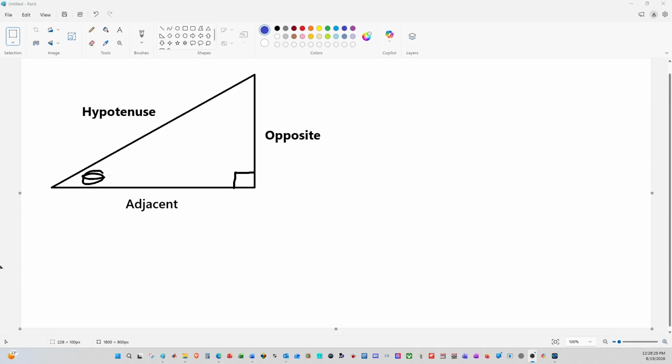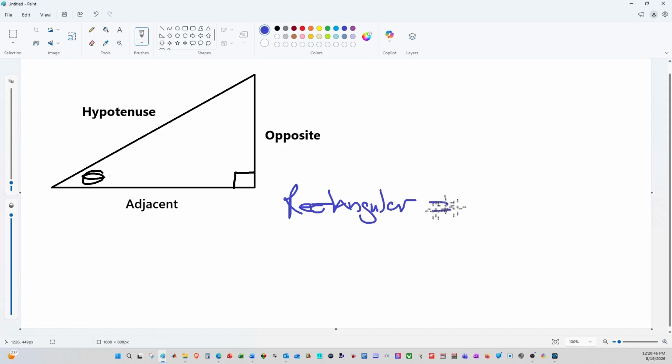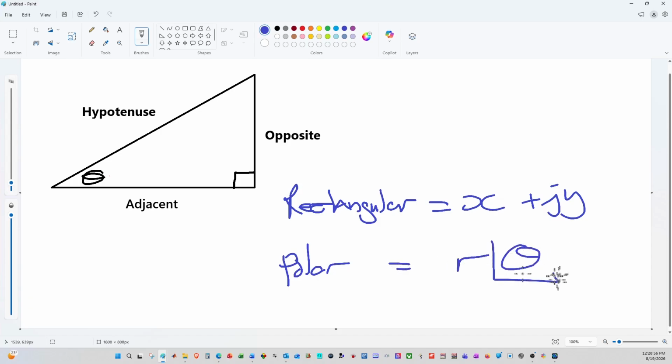Now, when we work with complex numbers, you'll often find there is reference to a rectangular as well as a polar format. The rectangular format is going to be x plus jy. The polar format is going to be r with an angle of theta.